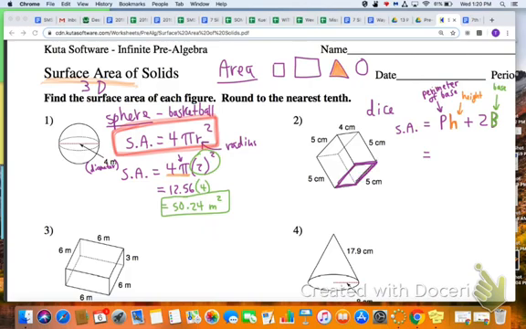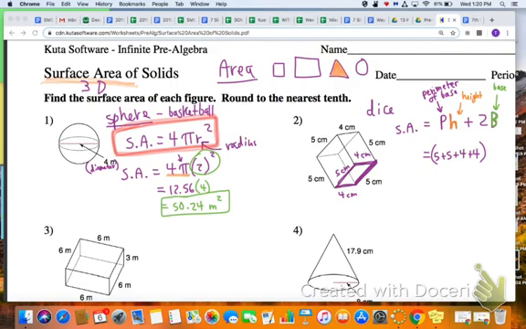Well, I know this side right here is 5, so that means this other side is 5 centimeters. Since I know this is 4 centimeters, I know this part here is also 4 centimeters. And same thing with the side across from it. So my perimeter is 5 plus 5 plus 4 plus 4. Okay, that's my perimeter.